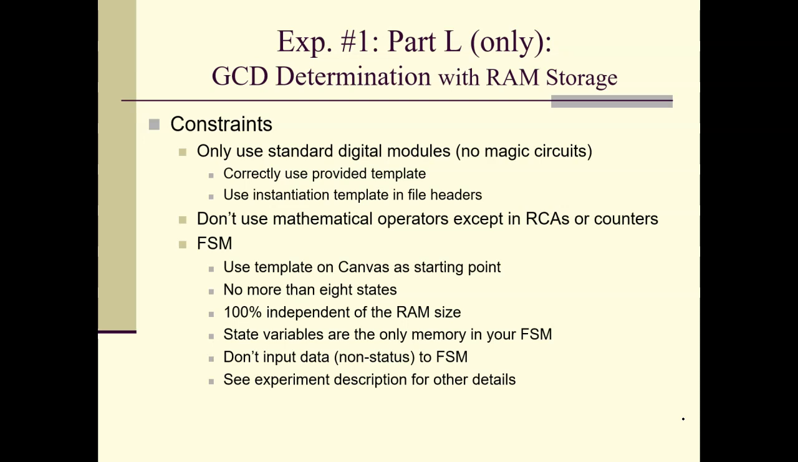And as for the FSM, which is going to be controlling this project, I give you a starting template on Canvas. Use that one, and that's really the only module that I provide that does not have an instantiation template because it's expected to change. So no more than 8 states, probably 5 states is more appropriate, but don't just keep the number of states down. The FSM should be 100% independent of the width of the data in this sense.